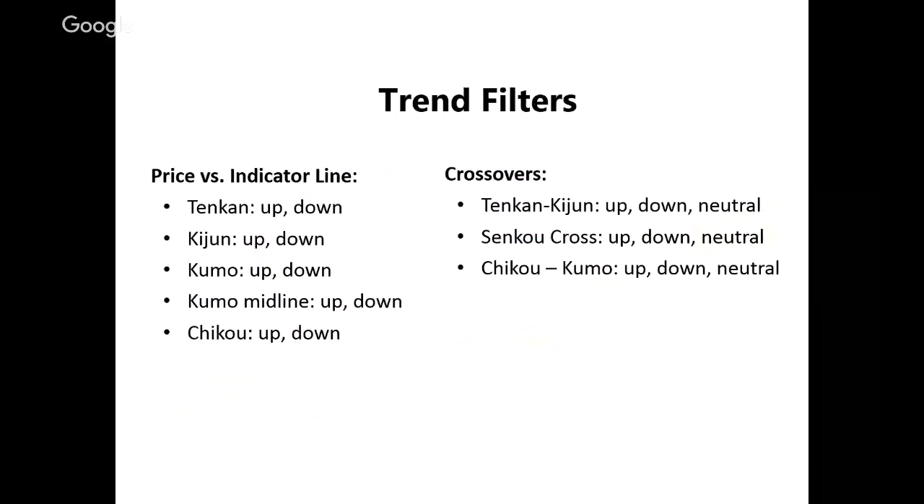We have additional filters, in total 8 filters to define the trend. In addition to the ones that I just mentioned, we have the Tenkan up or down. It's how the price is interacting with the indicator line. The Kijun Sen line I already discussed as a default trend filter. And then we have the Kumo, the prices moving above or below the cloud. And we also have the midline of the cloud as a trend definition, and the Chikou span line.